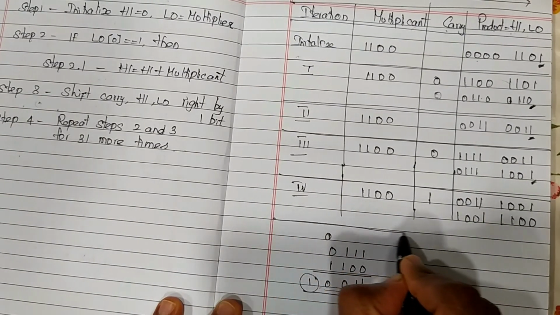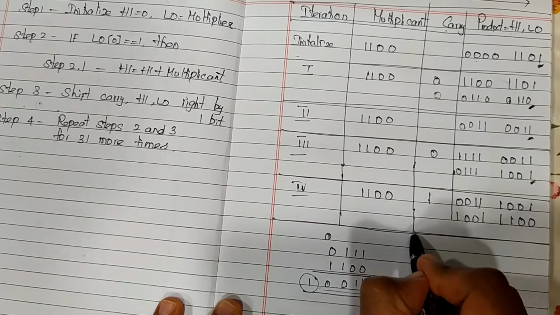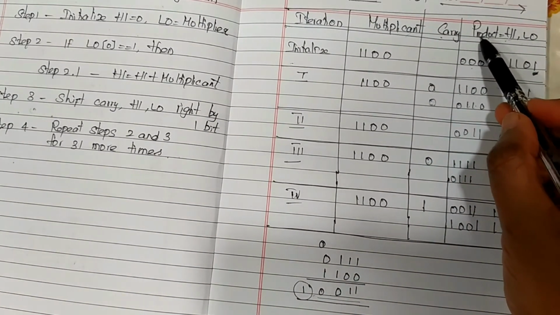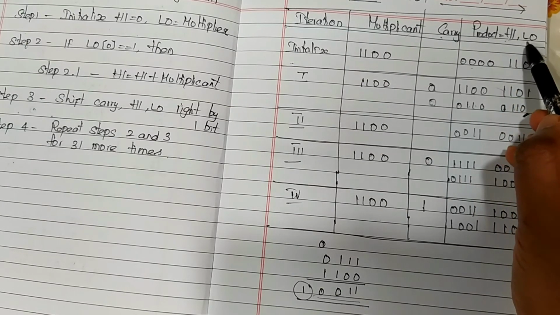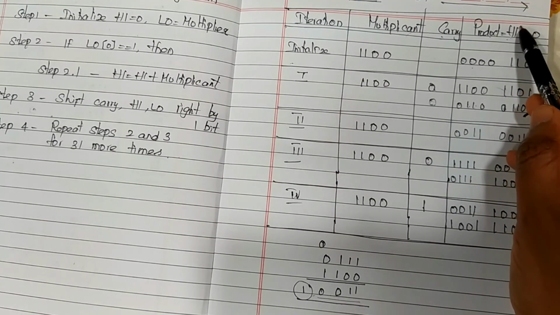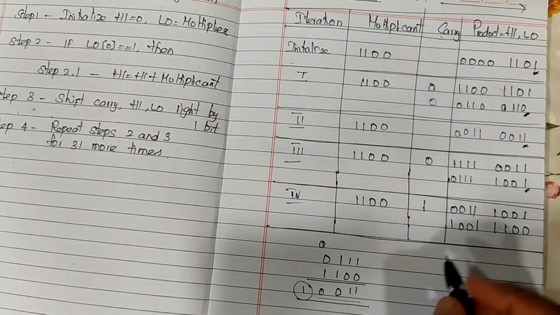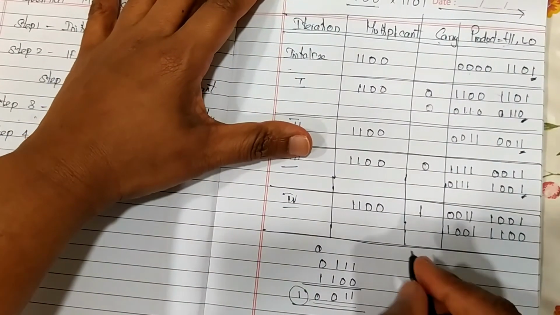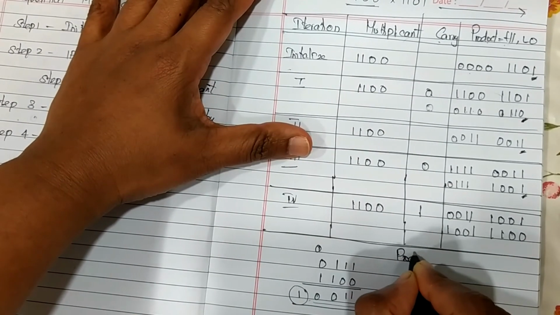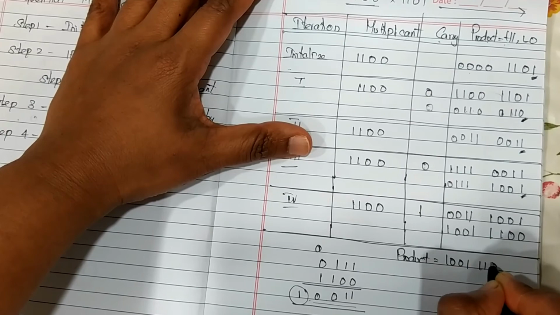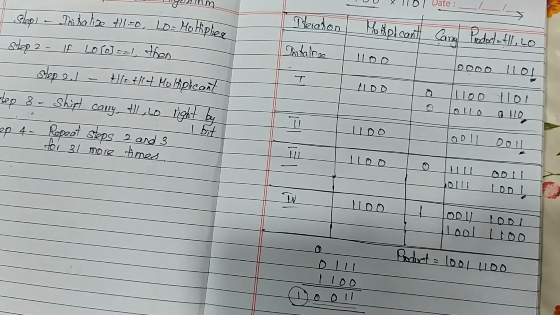So as I mentioned before, in the table, product equals high comma low. Whatever data you have in the high register and the low register, that is your product. So what is the data I have here? My product is 10011100. So this is the answer.